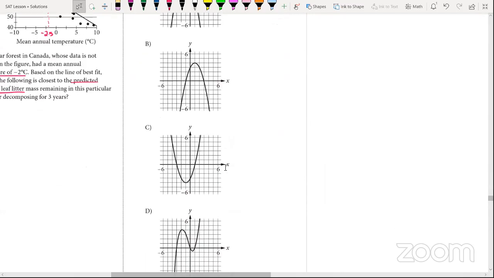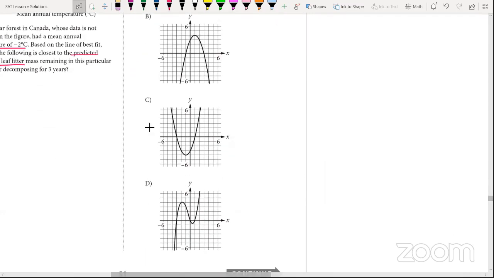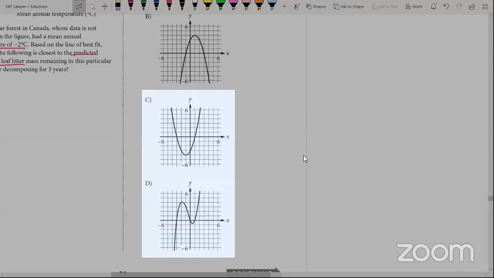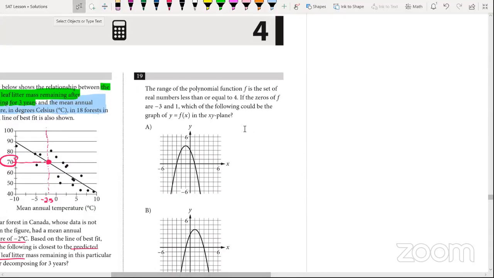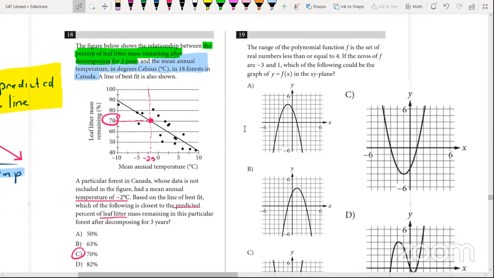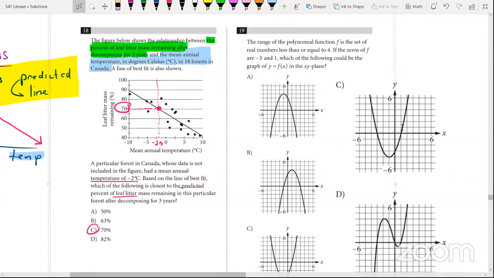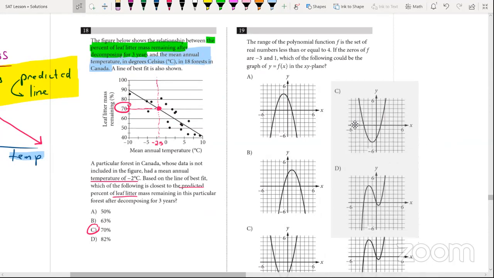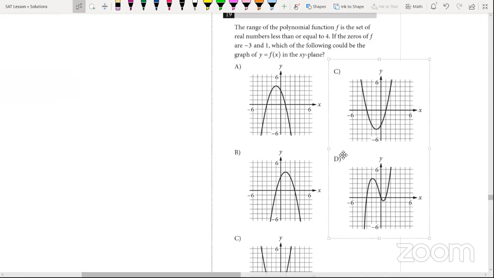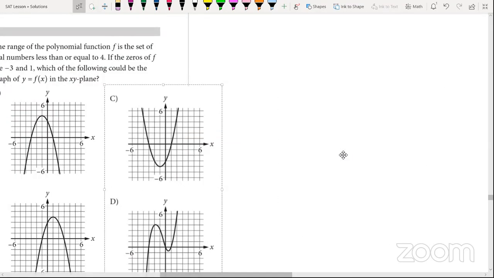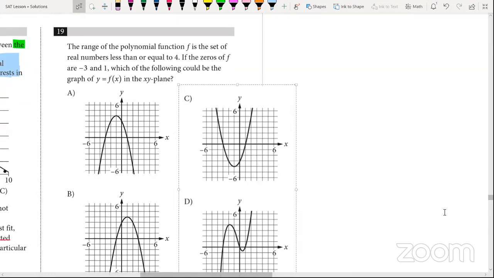I'm just going to take a quick second to put these things near each other. So instead of having choices C and D below, we're going to have them next to it so that we can see more easily.